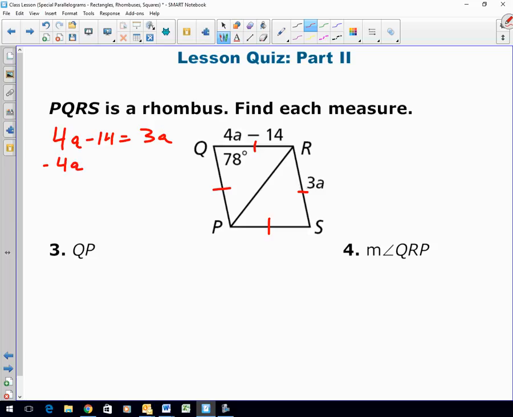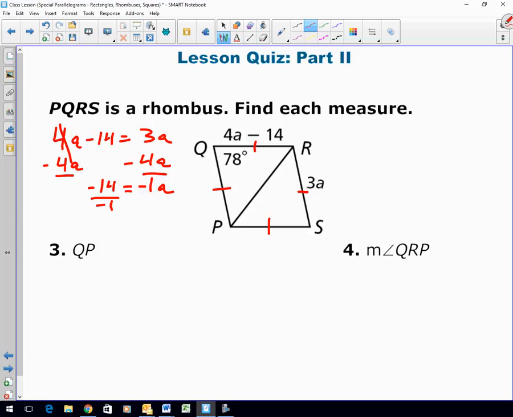Okay, you can do it like this. Subtract 4A from both sides, you get negative 14 equals what? Negative 1A. Now what do I do? Then you take negative 1 and divide it by negative 14. So that's what you told me to do.